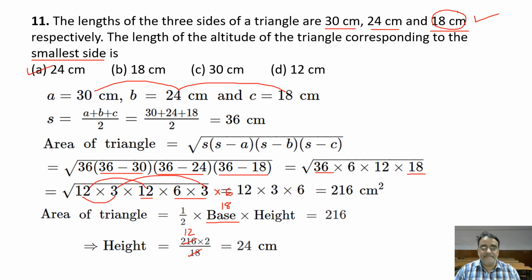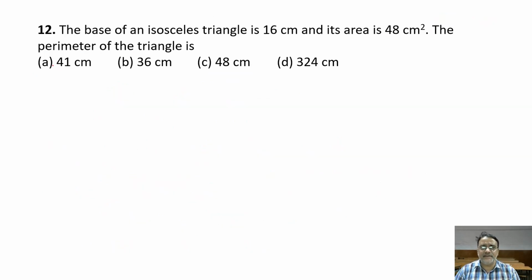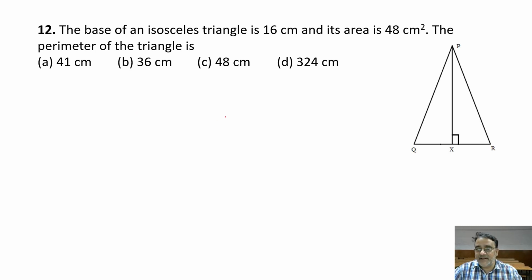This is a very good question. Now we are moving toward question number 12. The base of an isosceles triangle is 16 centimeter and its area is 48 centimeter square. The perimeter of the triangle is, wonderful question. See, look at the diagram once. This is the isosceles triangle and the base is given 16 centimeter.